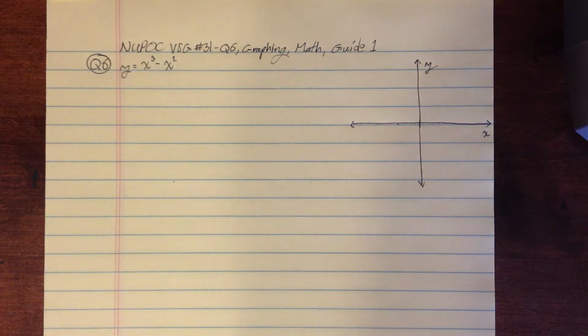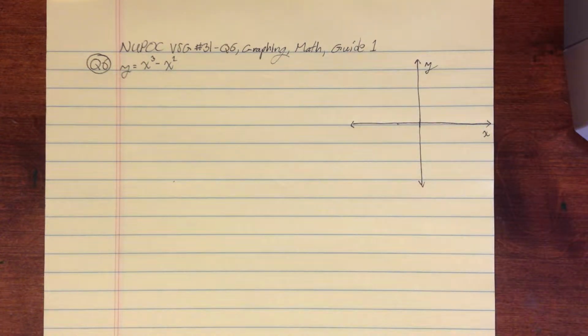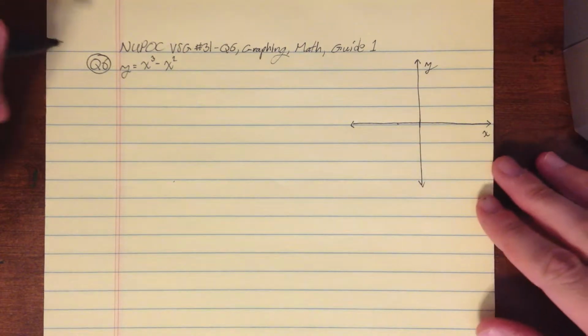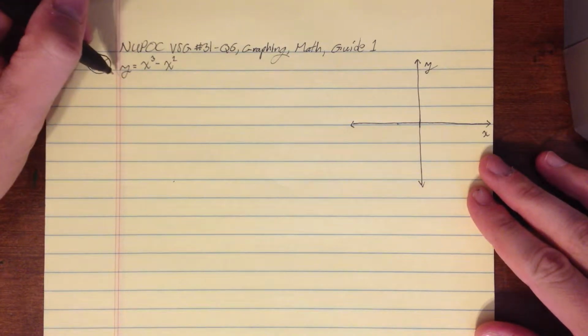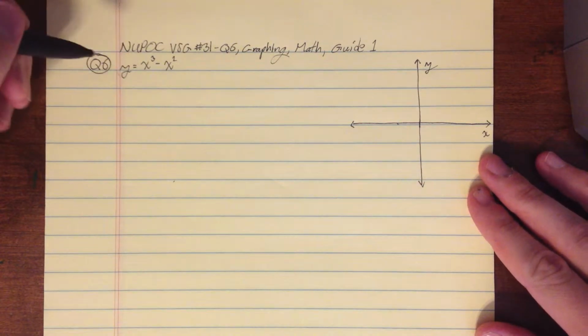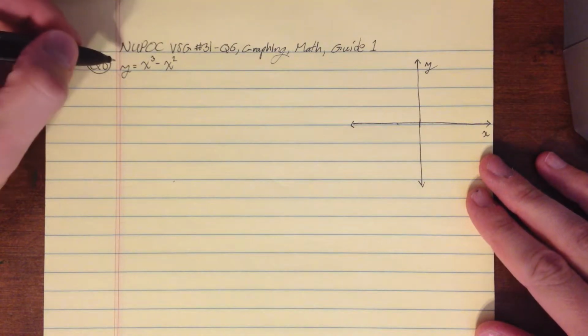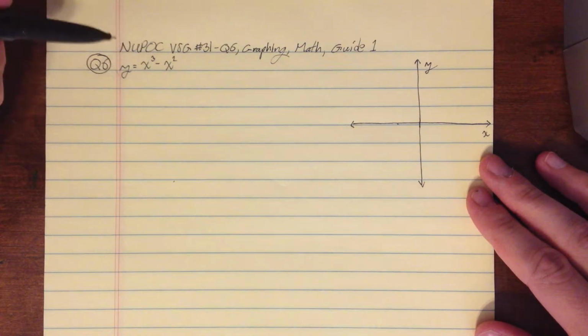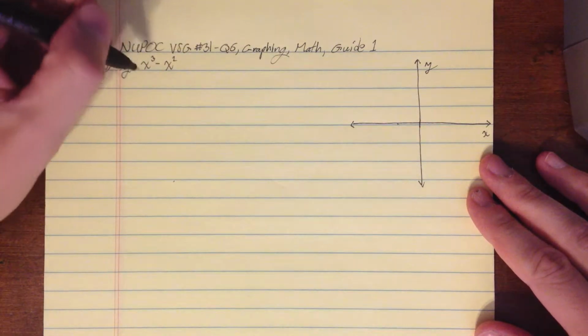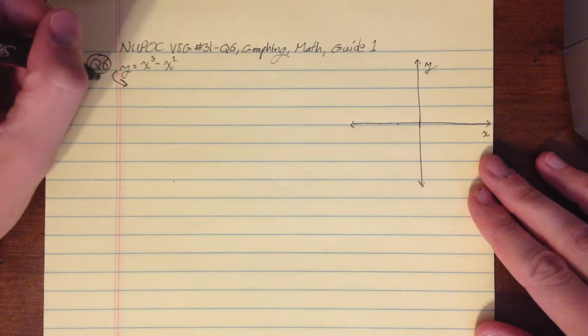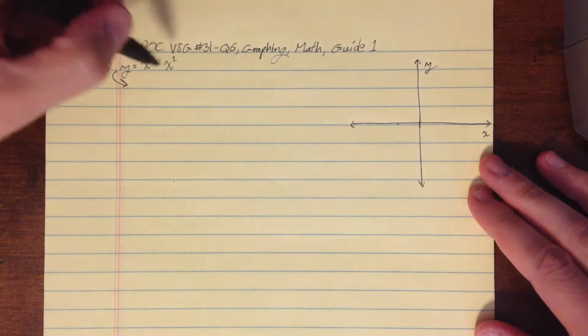Let's look at question 6 in the Graphing Math section of Guide 1. So we're going to go ahead and graph this third order polynomial here. Let's start by finding its roots and critical points and all that good stuff, which will give us a good description of what the curve looks like in different areas, and then we can put it over on this graph over here. So let's start by factoring out a couple of x's.